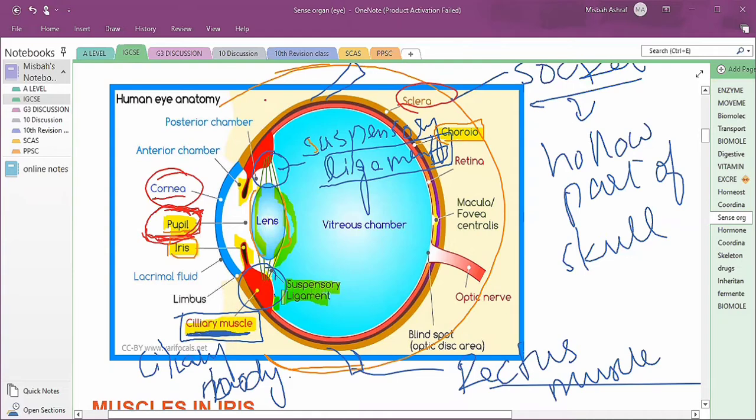ठीक है, सिंपल ही है, इनके साथ ये अटैच होता है. अच्छा, सेकेंड लेयर में मैंने आपको बताया, there are blood vessels present, and these blood vessels have nutrients and oxygen which is provided to the cells of the eyes, because eye cells are living, so they also need oxygen and nutrients for different purposes. ठीक है, सेकेंड लेयर हो गई.